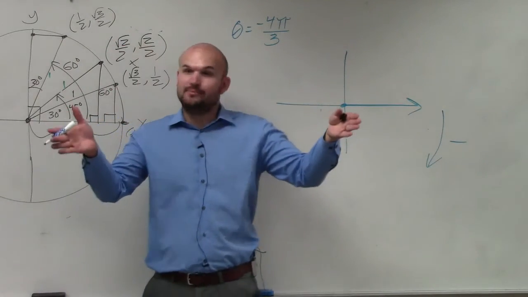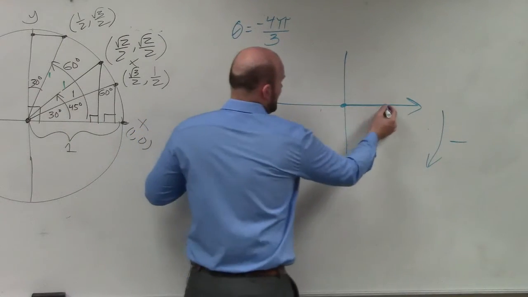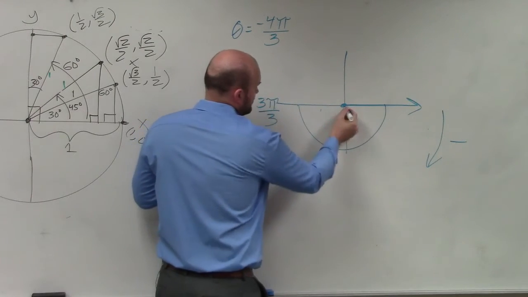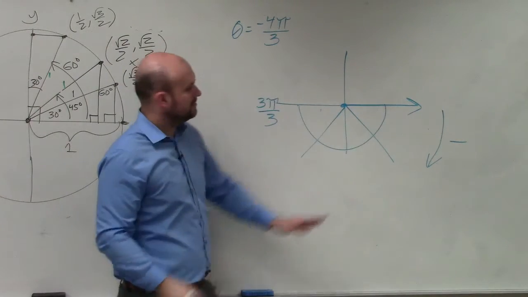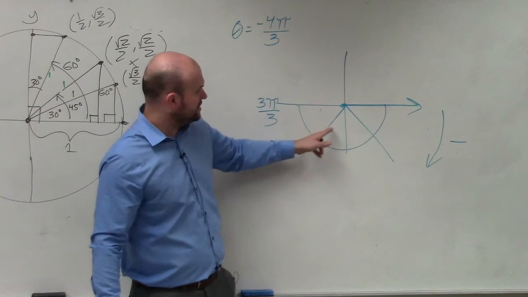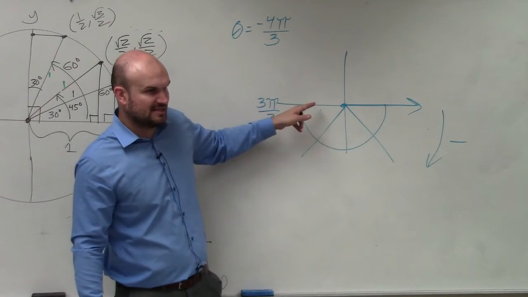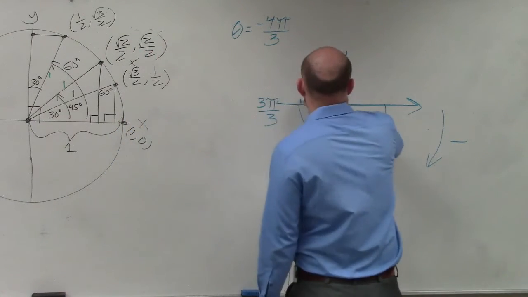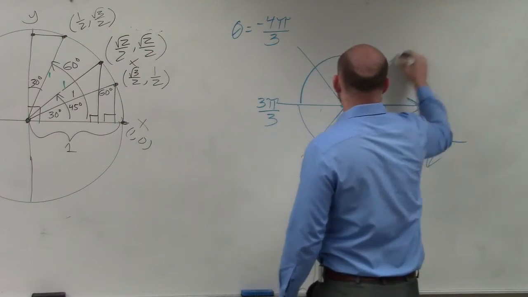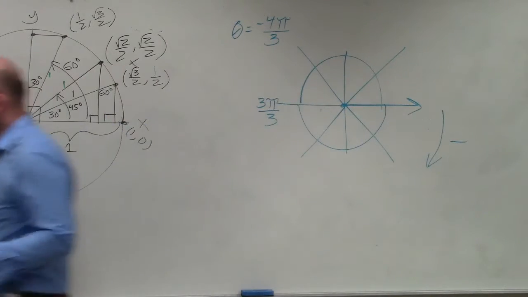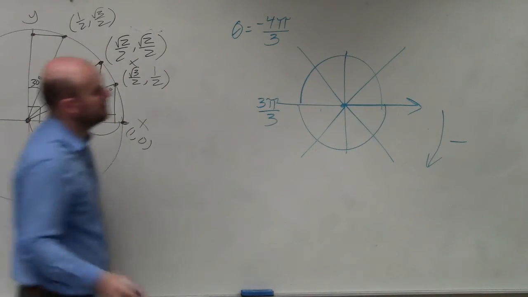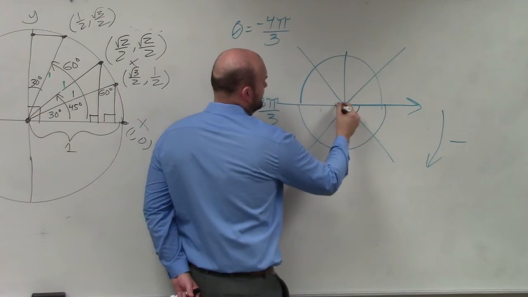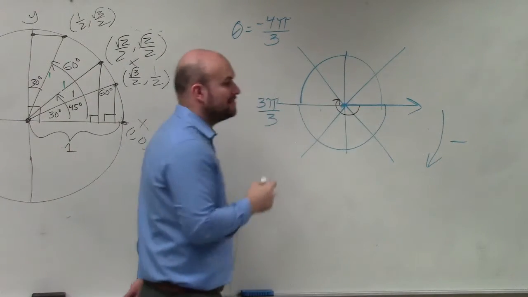So just like I took my candy bar and I broke it up into thirds, I can take out my pi and break that up into thirds. Right? 1/3, 2/3, 3/3. Does that make sense? So therefore, I need to go -4/3. So I'll break the top up into 4/3. So therefore, my angle is 1π/3, 2π/3, 3π/3, 4π/3. Does that make sense?